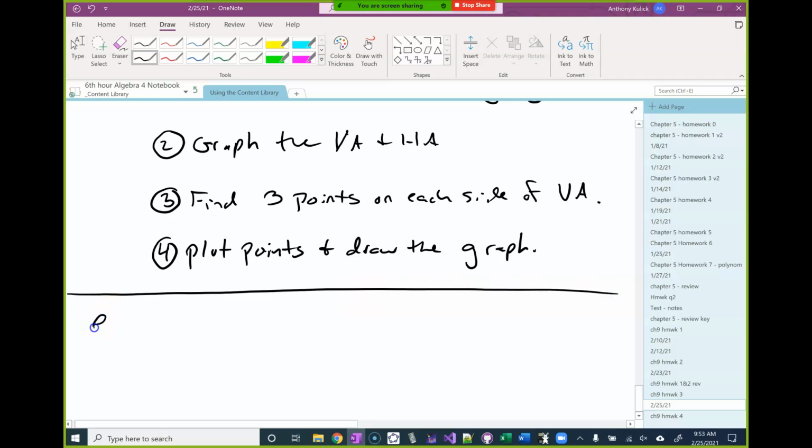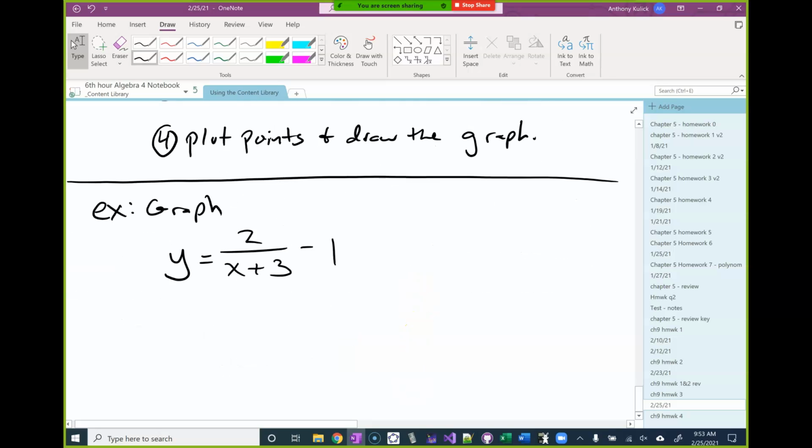So let's do a couple of examples. So let's say we want to graph y equals 2 over x plus 3 minus 1. So the first thing I'm going to do is identify the vertical and horizontal asymptotes.